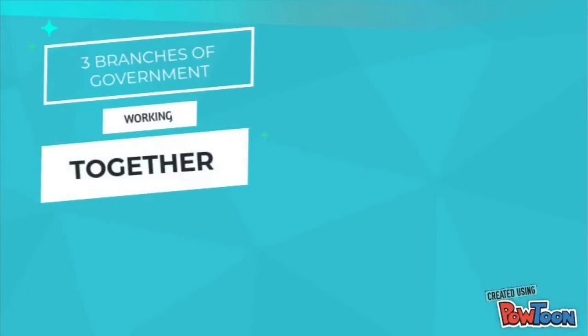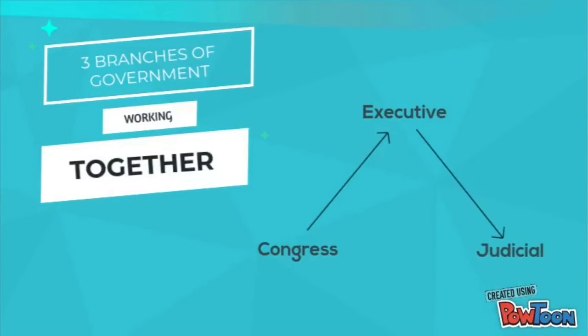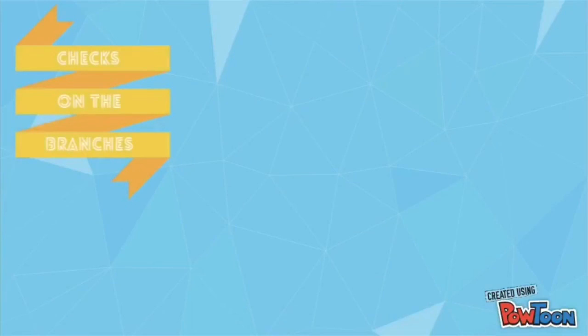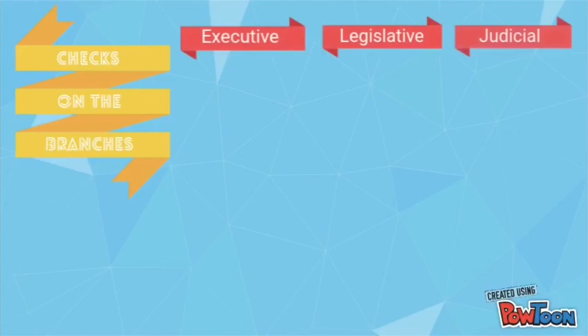All 3 branches of government work together. Congress makes the laws, the executive branch enforces the laws, and the judicial branch revises or changes any laws that they find unconstitutional. All 3 branches work together so well because of the checks and balances.